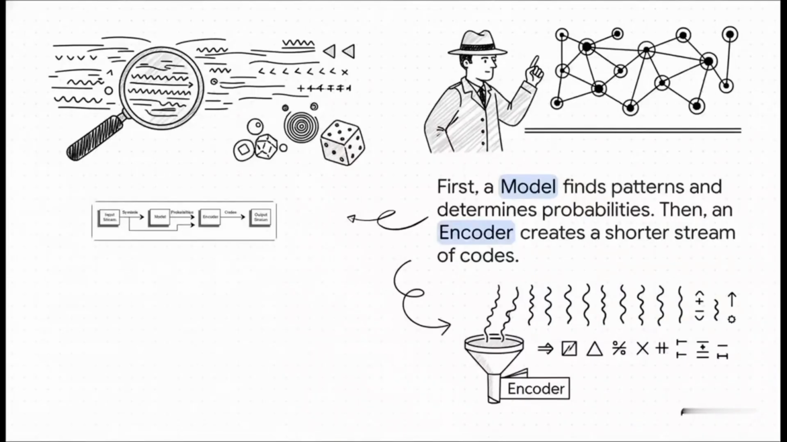Okay, so think of it like this. The first part, the model, is like a detective. It scans through all the data, looking for patterns, for repetition, for things that show up over and over again. Its whole job is to figure out the structure and predict what's coming next. Then, once the model has done its detective work, it hands its notes over to the encoder. The encoder is the super efficient scribe. It takes the patterns the model found and comes up with a super compact way to write them down. It's a perfect partnership. One finds the patterns and the other finds a shorthand for them.